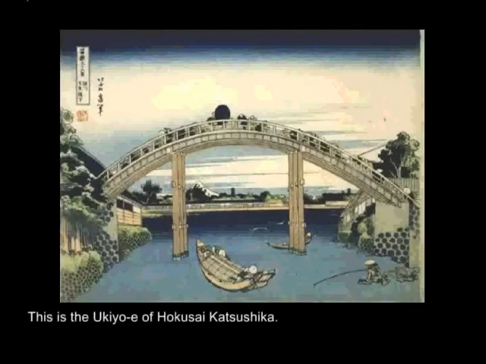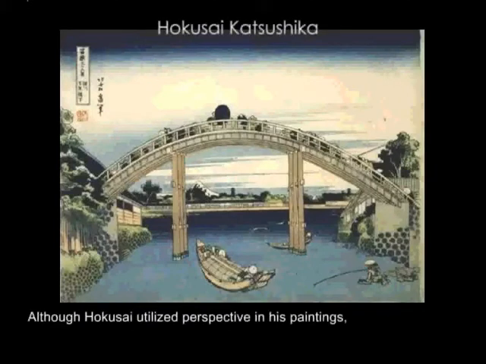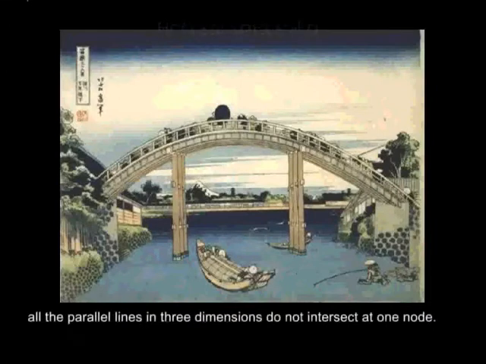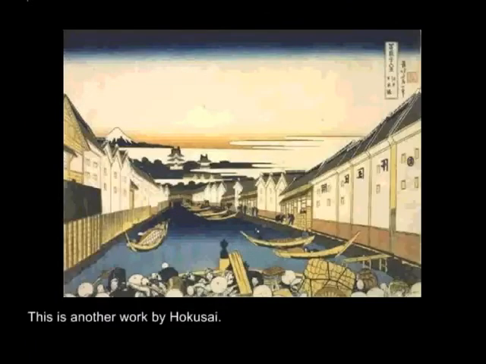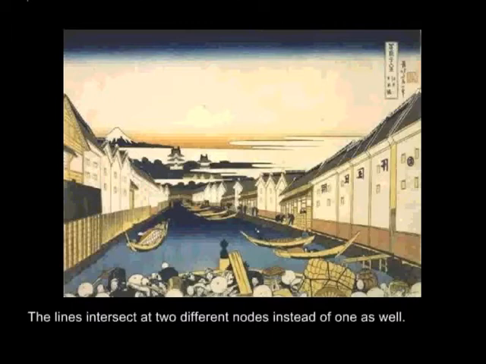This is the ukiyo-e of Hokusai Katsushika. Although Hokusai utilized perspective in his paintings, all the parallel lines in 3 dimensions do not intersect at one node. This is another work by Hokusai. The lines intersect at 2 different nodes instead of one as well.